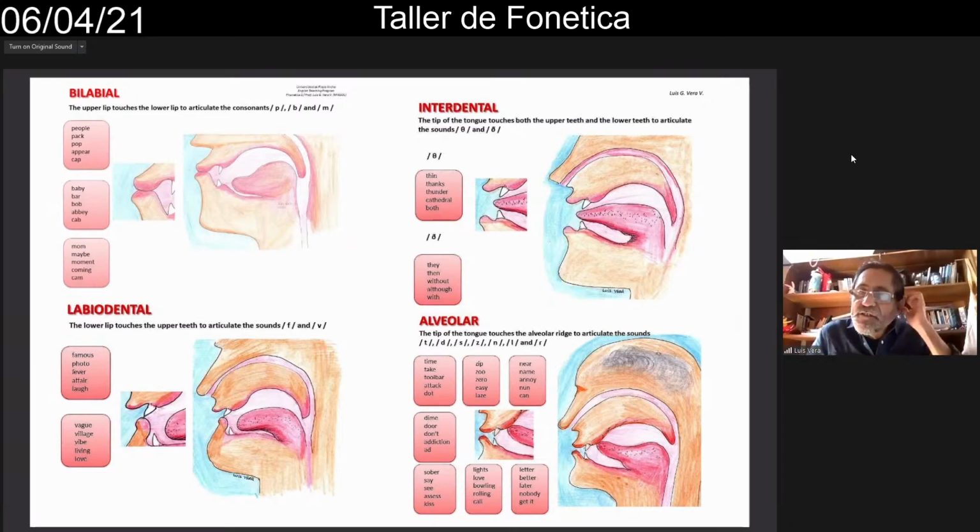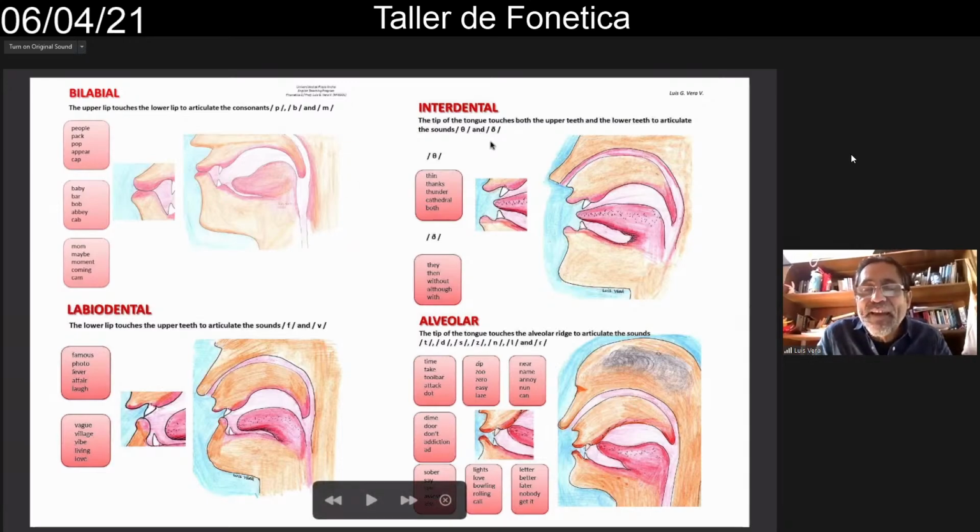We have it in different positions: initial position, middle position, and final position. Initial position is that the sound is at the beginning. For example, paper, people. Middle position is appear, for example. Appear, it's in the middle of the word. And final position is in the word cap. Cap, it's at the end. And then again, we have the words people, pack, pop, appear, and cap.